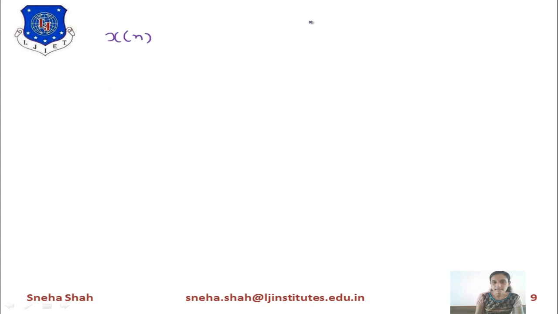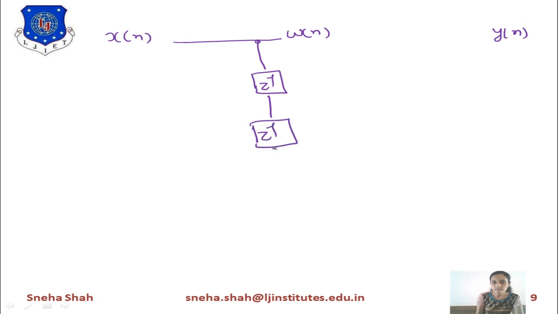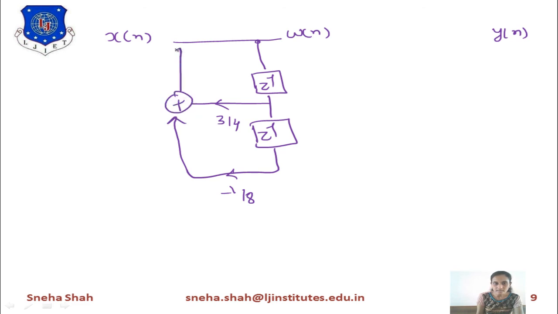We start from x of n, which gives you the term w of n, which gives you the output y of n. Now from this part we take z inverse, and another z inverse. This part will multiply by 3 by 4, and this part will multiply with minus 1 by 8. And these two parts will get added with the input x of n. So it gives you the final output w of n.